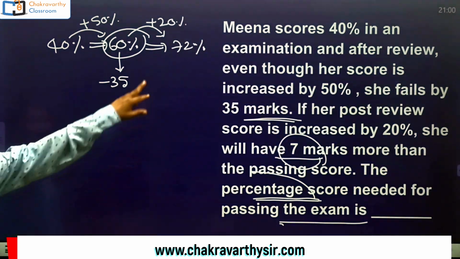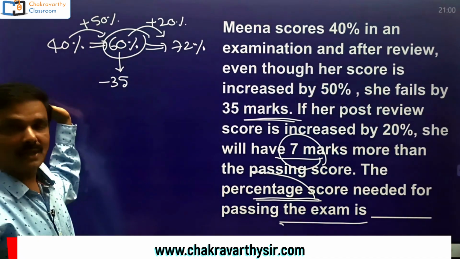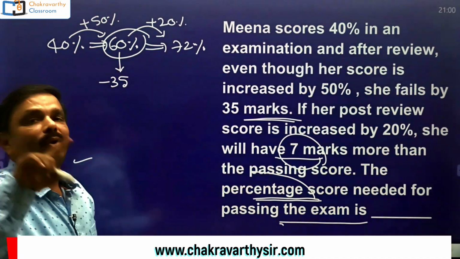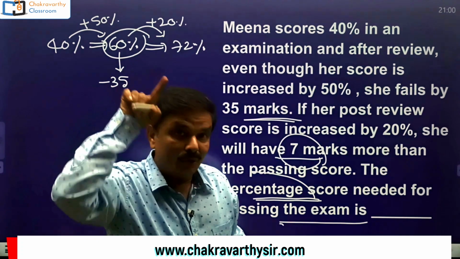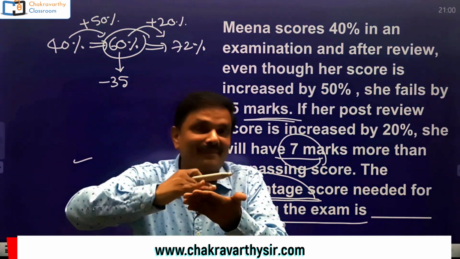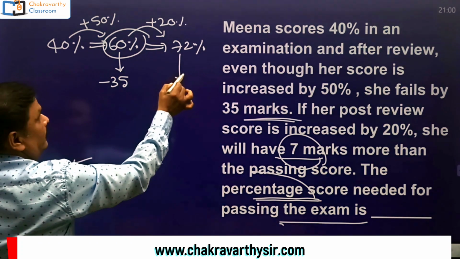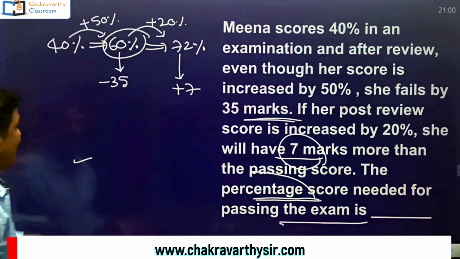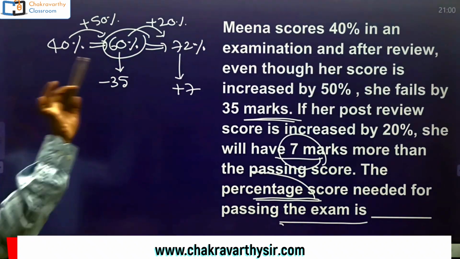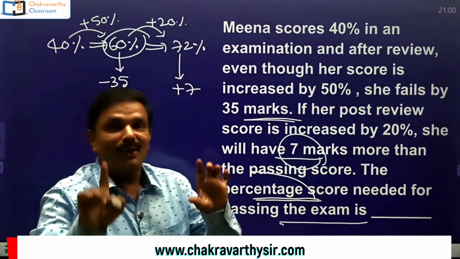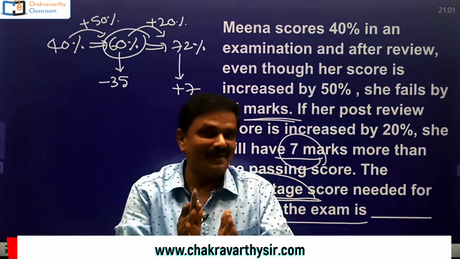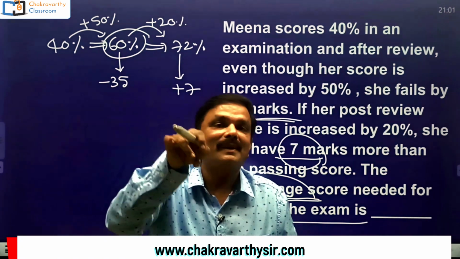If she gets 72% of the total marks after all this story, she would have passed the examination, that too by scoring 7 marks more than passing. So here this is plus 7. If she gets 72% of the marks, she would have got 7 marks more than the passing. Now the question is, what is the pass percentage?